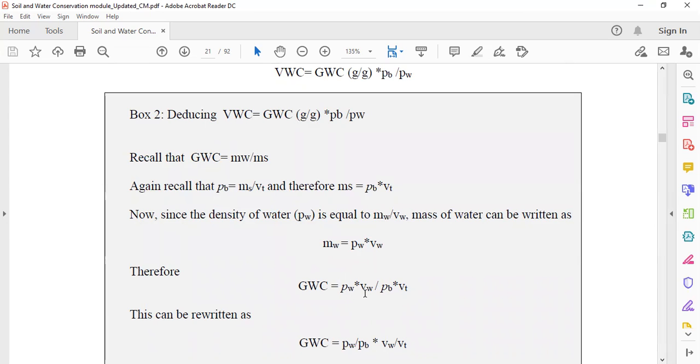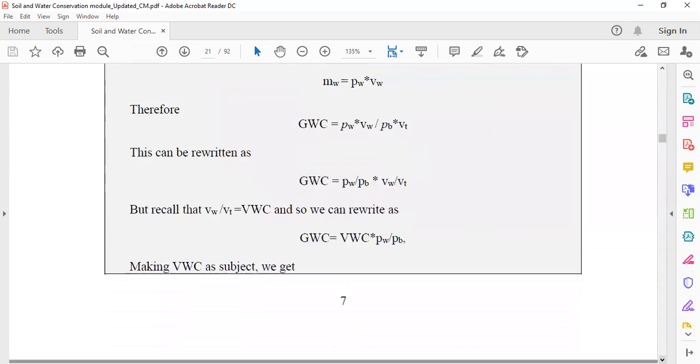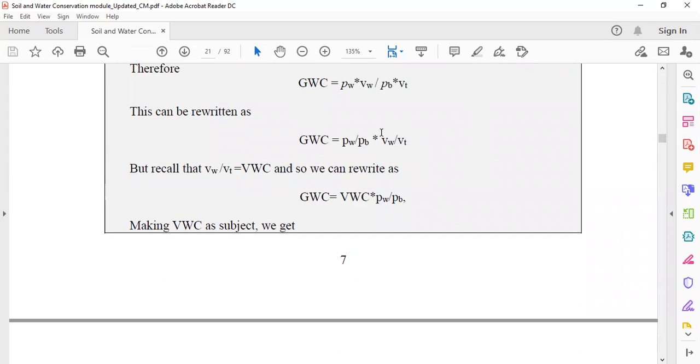The density of water multiplied by the volume of water, divided by the bulk density and the volume of soil. Because the top is multiplying and the bottom is also multiplying, we can rewrite it like this: the density of water over the bulk density, multiplied by the volume of water over the volume total, such that this one here is the definition of the volumetric moisture content.